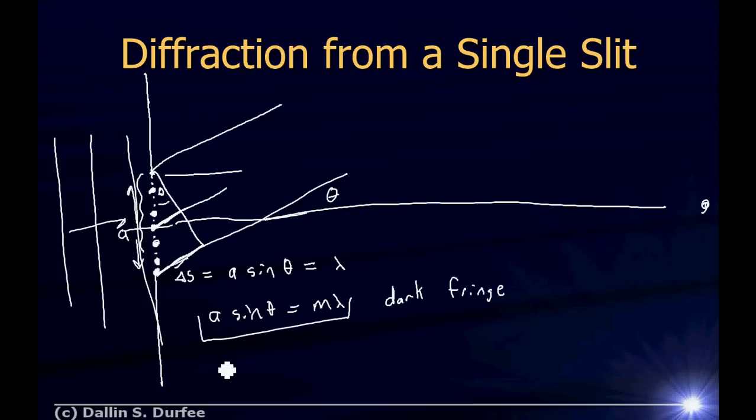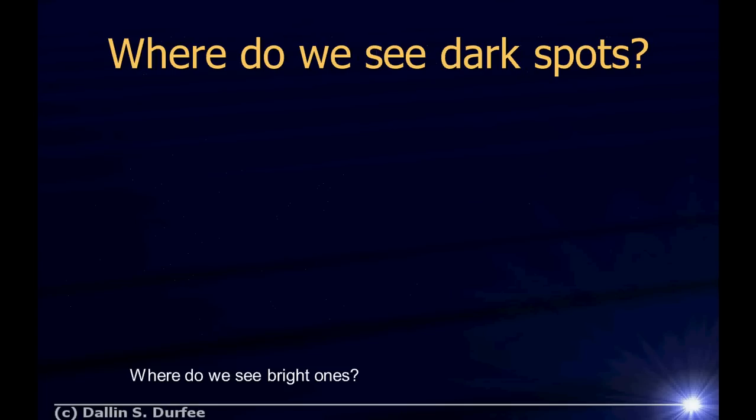So where do I get bright fringes? Where do I get dark spots? I get dark spots when a sin θ is equal to mλ. If that's where I get dark ones, where do I see bright ones?